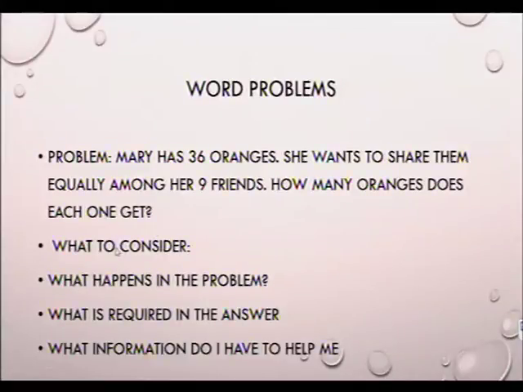Right. Another point to consider is, what information do I have to help me? I have 36. I have equally. I have 9. So what will I do to answer this question? Share. Share meaning I divide them amongst. And how will I divide? I will divide them equally. So meaning 36 divided by 9 will give me the number of oranges that each of her friends will get.